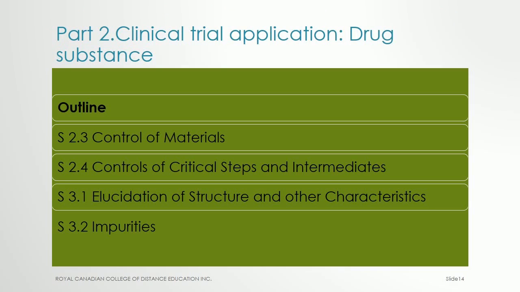Part 2. Clinical Trial Application, Drug Substance. In the sections below I will describe more about the information to include in the clinical trial application. Control of materials. Controls of critical steps and intermediates. Elucidation of structure and other characteristics. Impurities.